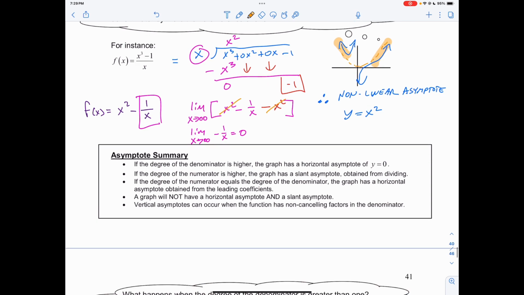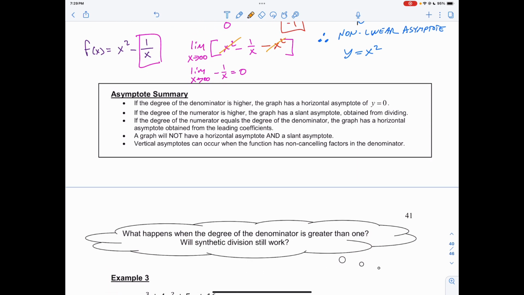Okay, so to summarize, if the degree of the denominator is higher, then the graph has a horizontal asymptote at y is equal to 0. If the degree of the numerator is higher, the graph has a slant asymptote obtained from dividing. If the degree of the numerator equals the denominator, then it's going to have a horizontal asymptote obtained from dividing the leading coefficients. And a graph will not have a horizontal asymptote and a slant asymptote. It's going to be one or the other. Vertical asymptotes can occur when the function has a non-canceling factor in the denominator.